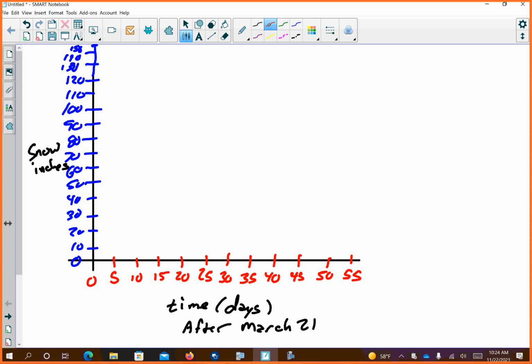All right, let's see. Very first day, we're way up here. 10 days later, we are at 140. 20 days, we're at 120. 30 days, we're at 110. 40 days, we're at 95. 50 days, we're at 75. Okay, so snow's melting, agree?